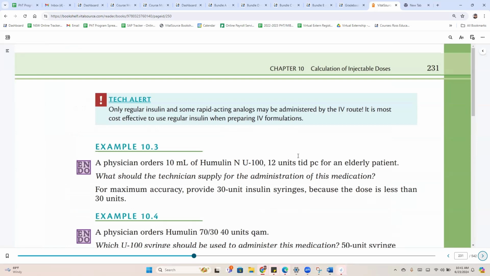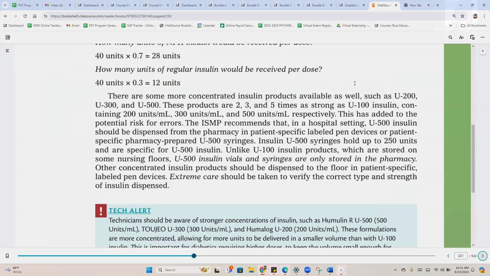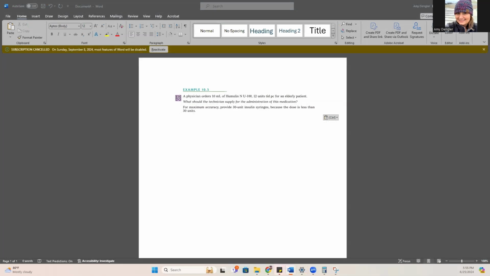All right, so let's jump into these examples, example 10.3 and 10.4. Example 10.3, a physician orders 10 ml of Humulin N U100, 12 units TID PC for an elderly patient. What should the technician supply for the administration of this medication? So we are going to provide 30 unit insulin syringes because the dose is less than 30 units. And we don't have to do any math for this problem. We were just figuring out the best syringe to use.